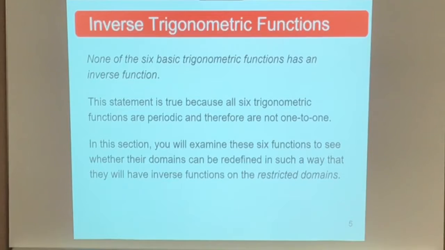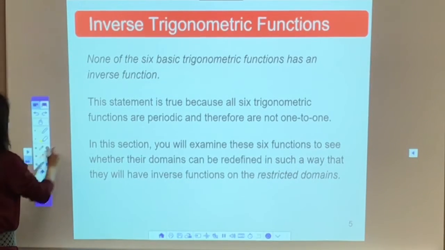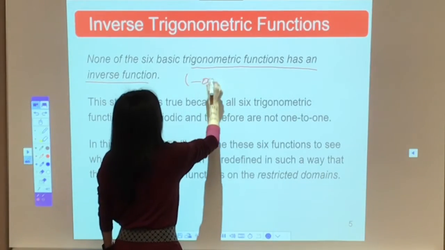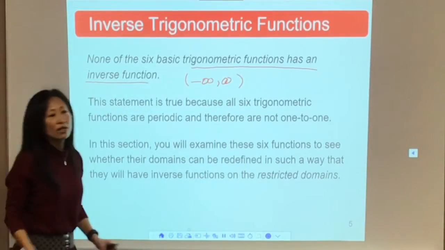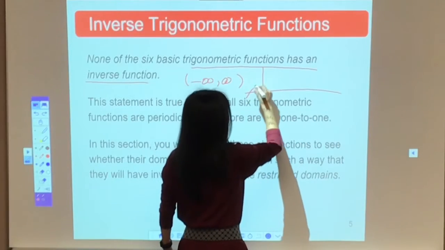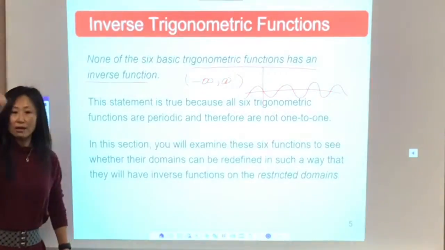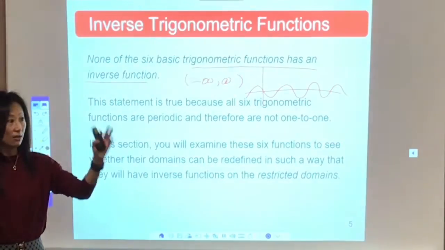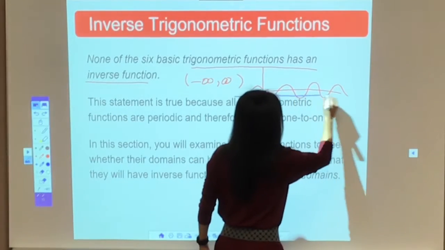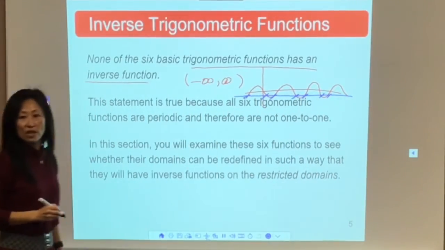None of the 6 basic trigonometric functions has an inverse function. That is correct, if you look at the entire domain. Yes. If I'm looking from negative infinity to positive infinity, you don't have inverse functions. Remember, for example, the sine function, what does it look like? It's a periodic function. Periodic means you go up and down in a pattern, right? So it's not an inverse function, because if I draw a line through, how many times does it go through? Yes, infinitely many times. You see what I'm talking about? So it's not a one-to-one function.